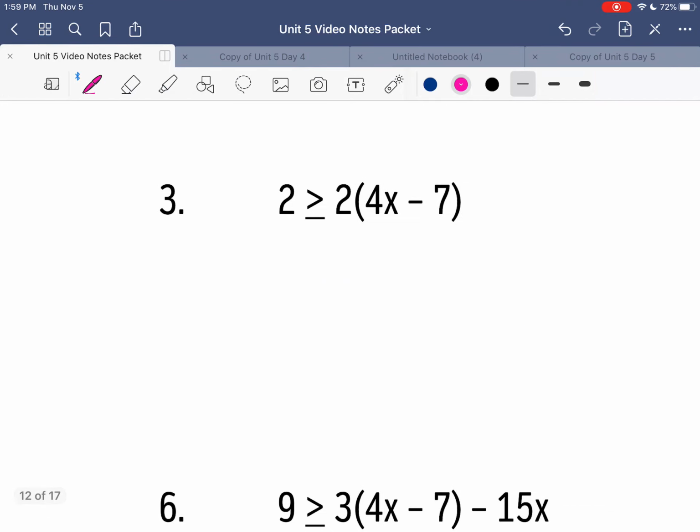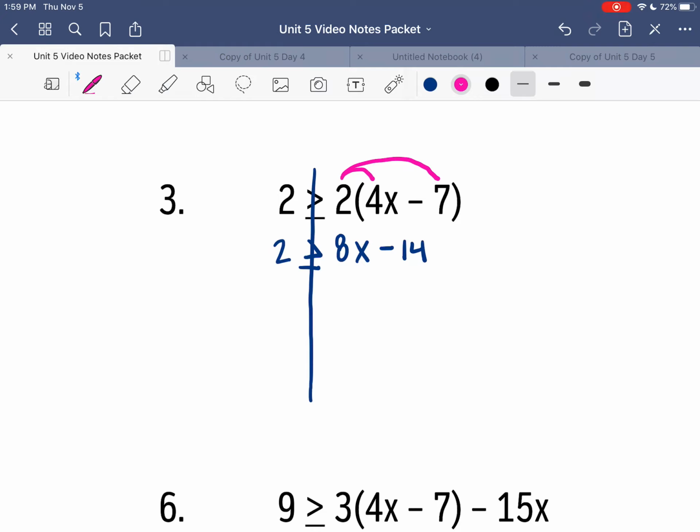All right, let's try number 3. So number 3 is going to follow, again, very similar things. I think you could definitely start this one on your own if you want to pause and try it. So I would still distribute first. So all of this will stay the same. 2 times 4x is 8x. And 2 times negative 7 is negative 14.